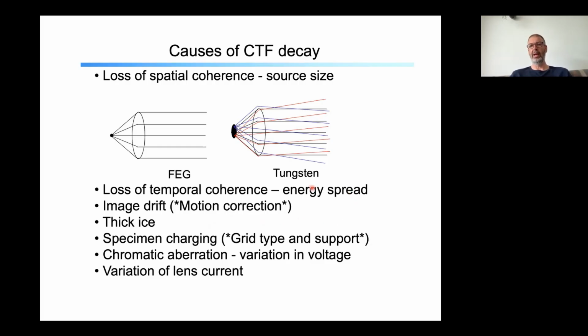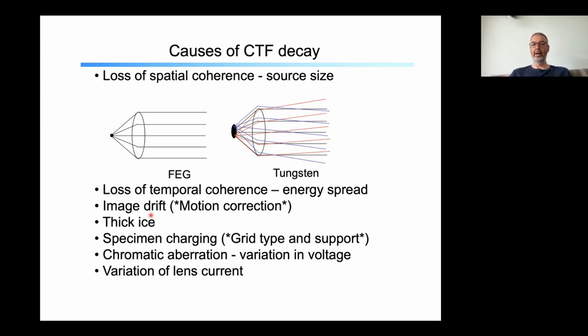So not all electrons that come out of your source have the same energy. And that has, again, a similar effect in that your electrons are not focused to the same point. So it causes a blurring and a loss of signal, particularly at higher spatial frequencies. There's also image drift, which used to be a major problem for us, but now with motion correction, it's less so. I mean, it's still not solved. There are beam-induced motions and things like that, which still cause issues.